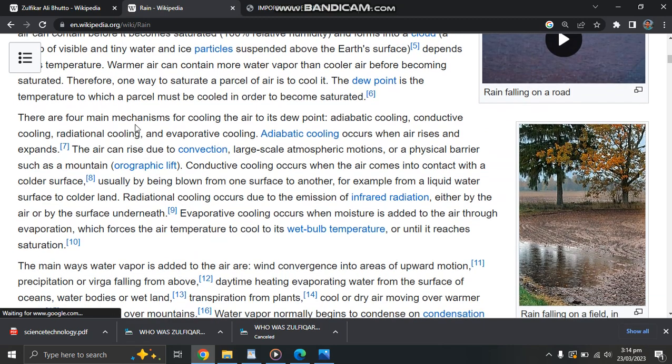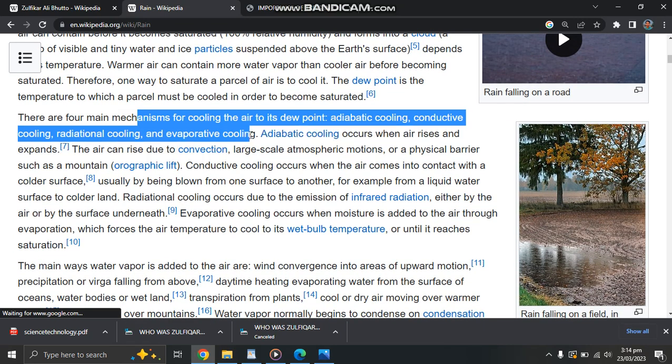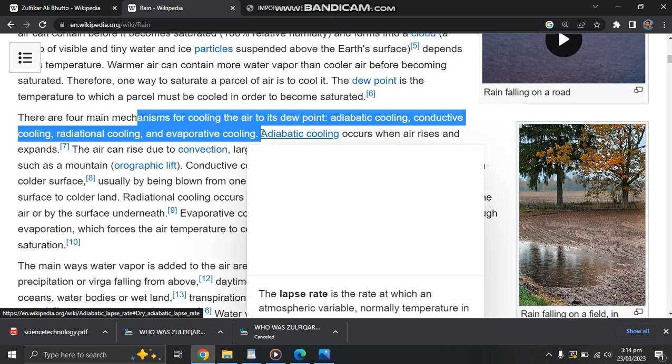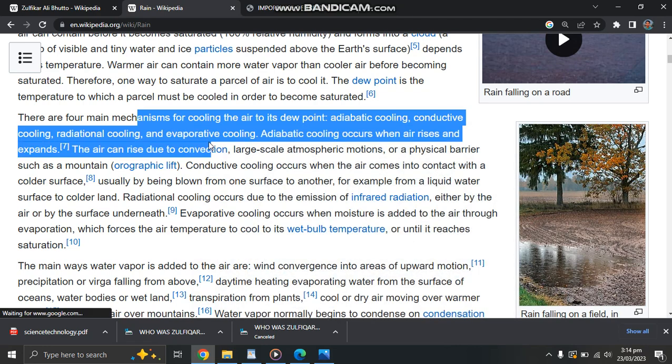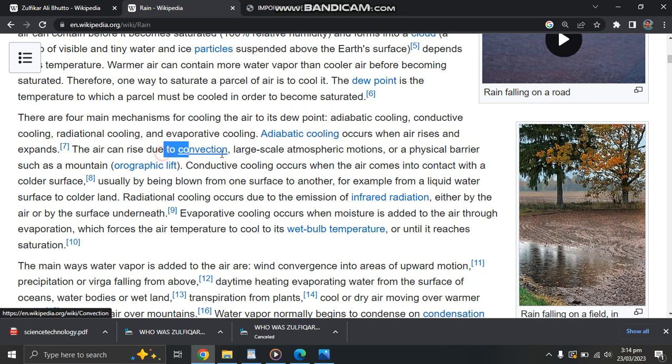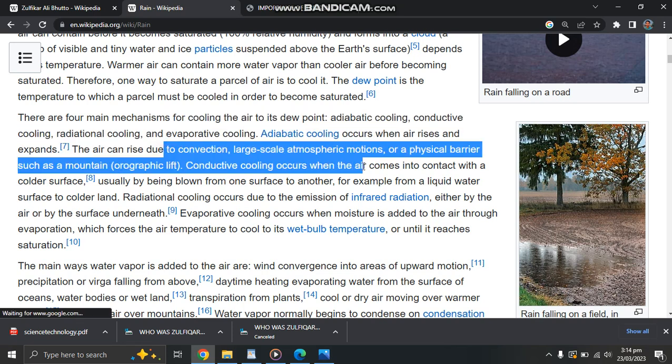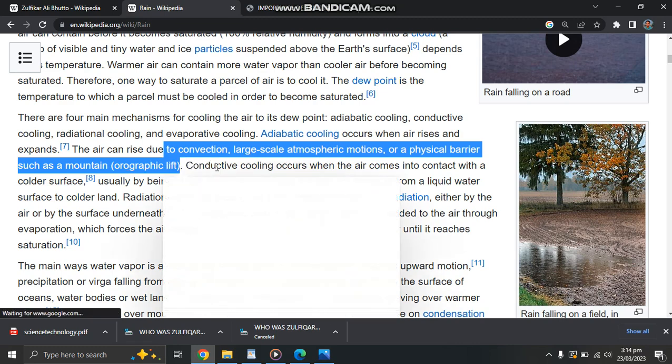There are four mechanisms of cooling the air to its dew point: adiabatic cooling, conductive cooling, radiative cooling, and evaporative cooling. Adiabatic cooling occurs when air rises and expands. The air can rise due to convection, large-scale atmospheric motion, or a physical barrier such as a mountain.